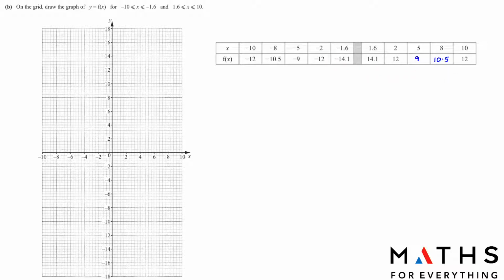Before we move forward, also just check that between 2 points there are 5 squares. So each one will be 0.4. Now let's mark when x is negative 10, which is here, y is negative 12. And that is here. And then when x is negative 8, y is negative 10.5. This is the negative 8 and this is the negative 10. Like I said, each one is 0.4.